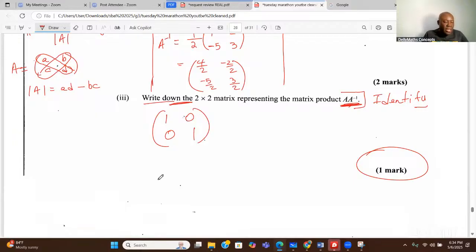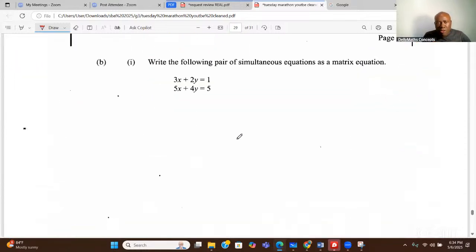All right. So the thing is, at different times, they ask for various stuff. And as you go, you read and make sure you follow the instructions. I hope everybody is good with that. Right, let's go to the next question. They said, write the following pair of simultaneous equations as a matrix equation. You hear what they want it as? A matrix equation. Give me 1 minute there.